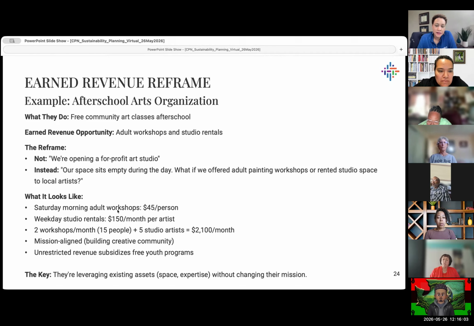That could look like Saturday morning adult workshops for $45 per person, or weekday studio rentals for $150 per month per artist. So if we did 2 workshops a month with 15 people, and we had 5 studio artists working during the day, that's an extra $2,100 a month, which can make a difference. It has to be mission aligned. So you're building the creative community, and then you have unrestricted revenue that subsidizes those free youth programs. So they're leveraging an existing asset, that space and their expertise, without changing their mission.